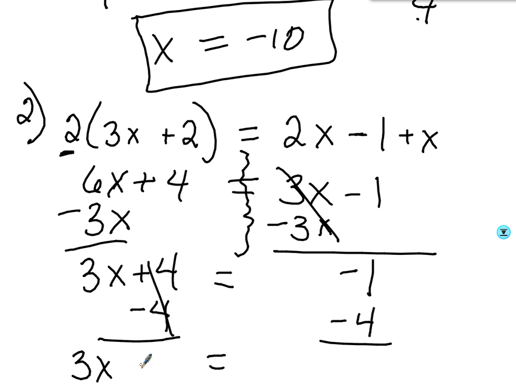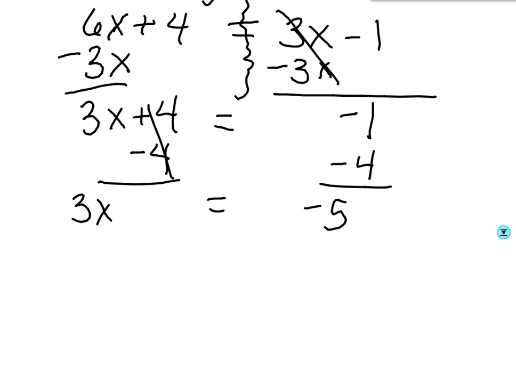And what is negative 1 minus 4? Wouldn't it be negative 5? So 3 of these x's is worth negative 5. Huh. That's impossible.